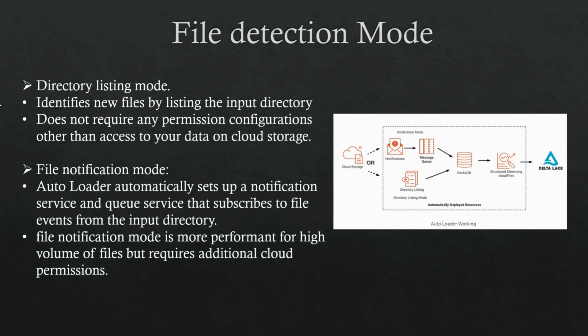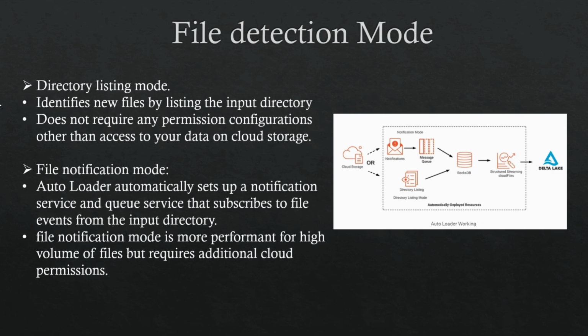The second method is the file notification method. In the file notification method, Autoloader automatically sets up a notification service. There are multiple notification services that each cloud service provider provides. Along with the notification service, there is a queue service that subscribes to the file events from the input directory. With these two services, it identifies which particular file has been processed and which has not been processed.